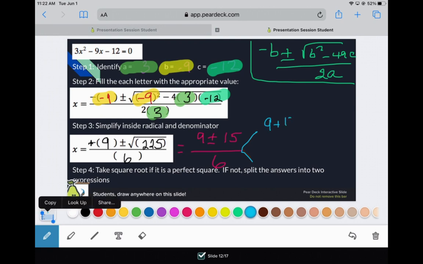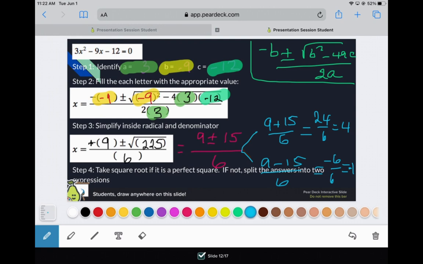9 plus 15 over 6. 9 minus 15 over 6. Then we're just going to simplify our answer. So 9 plus 15, 24 divided by 6 gives you 4. You do the same thing for the second one: 9 minus 15 gives you negative 6 over 6, which gives you negative 1. So your answer will be 4 and negative 1. Those are the roots.